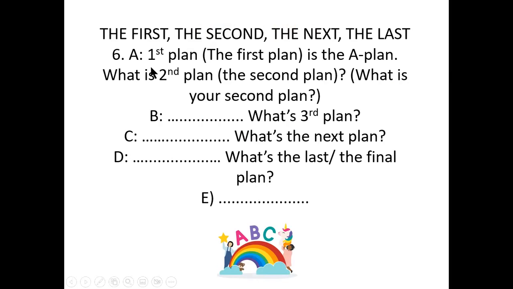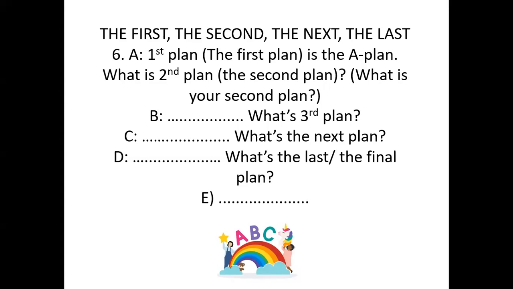So the first plan is the A plan. What is the second plan? Or if you don't use the, what is your second plan? My second plan is C, for example. Or the second plan is C. Plan C, C plan. What is the third plan?